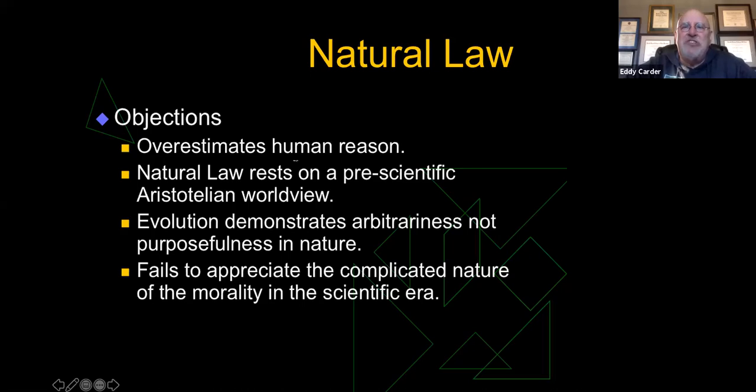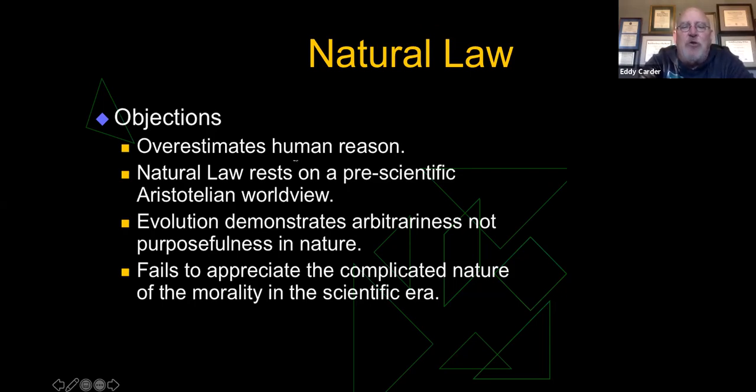So what are some objections that we might advance to natural law theory? Well, number one that I placed here is it overestimates the capacity of human reason. It may be excessively optimistic with regard to our ability to reason our way to a valid conclusion regarding what is right or wrong. Some individuals may simply not be able to reason their way to a reliable conclusion regarding what is right or wrong.